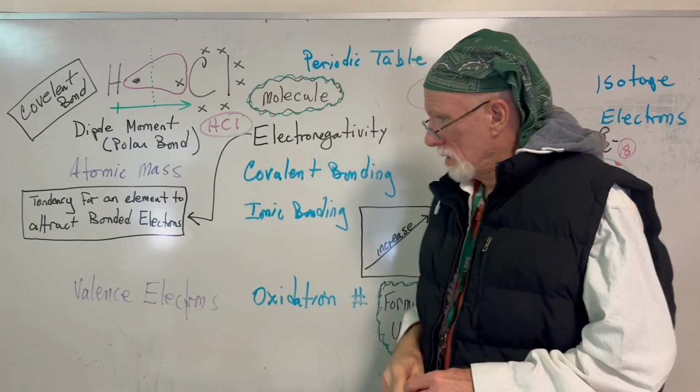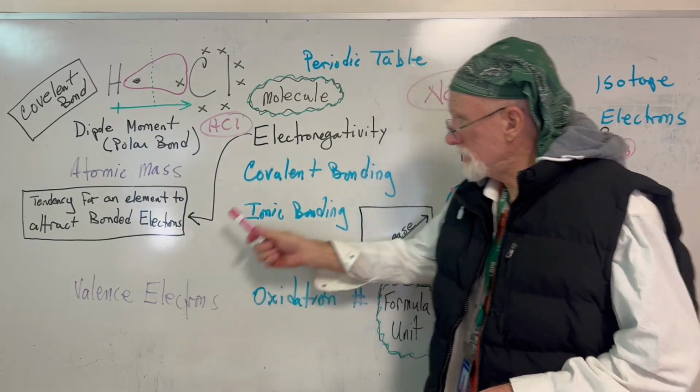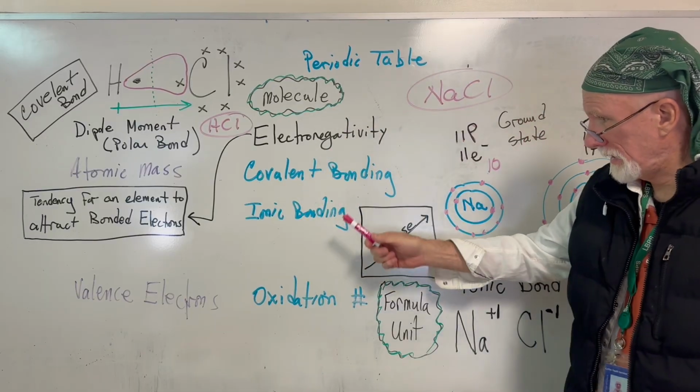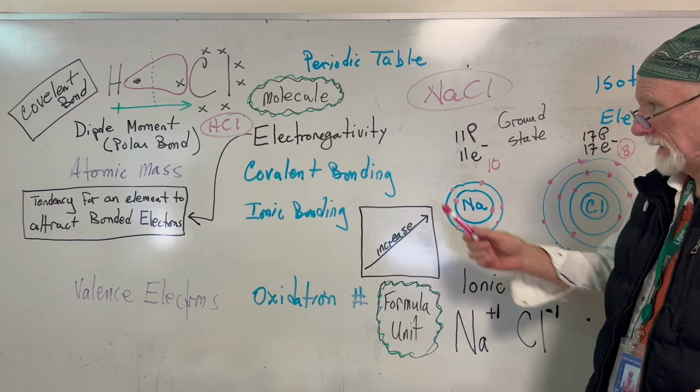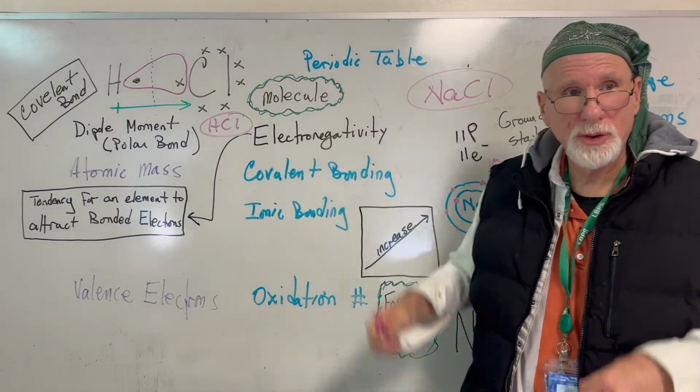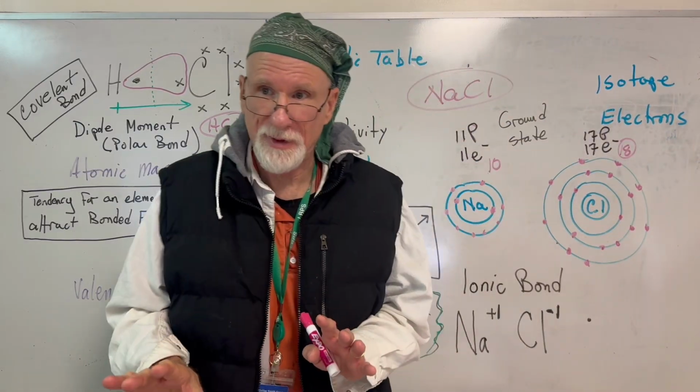So, we've done valence electrons, we've done covalent bonding, ionic bonding, we've done electronegativity, molecule, formula unit. I think that's enough. Clear?